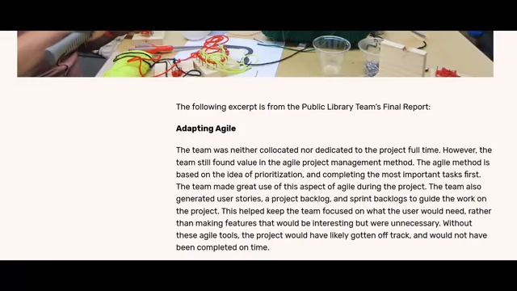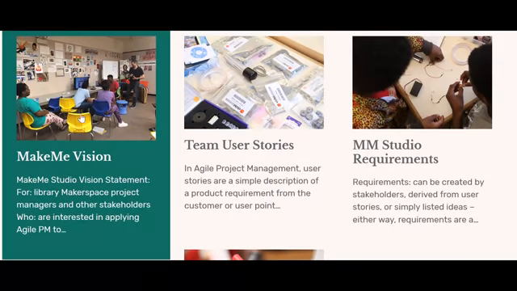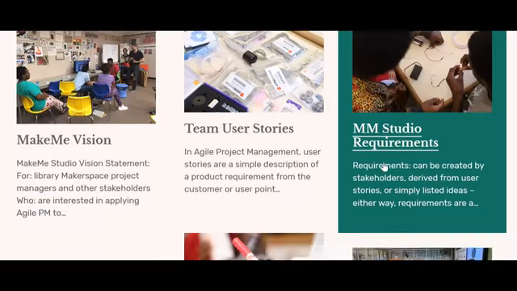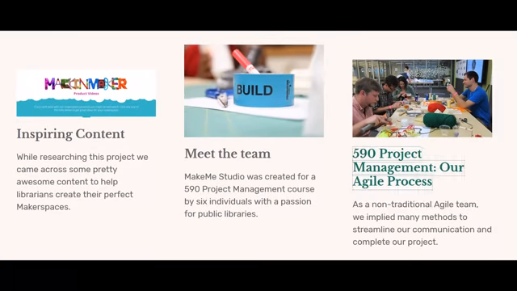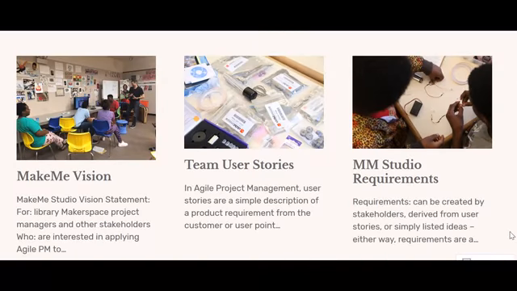These blog posts, Make Me Vision, Team User Stories, MakeMeStudio Requirements, and 590 Project Management, our Agile process, fulfill our user story, New to Agile, by giving a user who is new to Agile example documents to use when creating his or her own documentation. They are all contained on the home page. Users who need to access sample documents quickly can easily find them here.